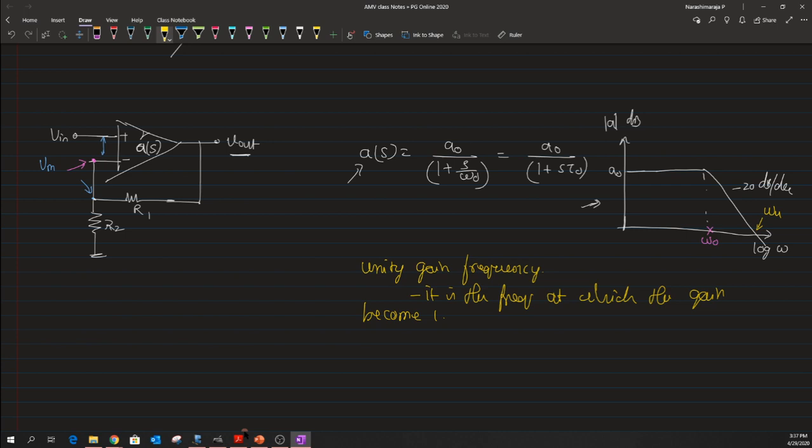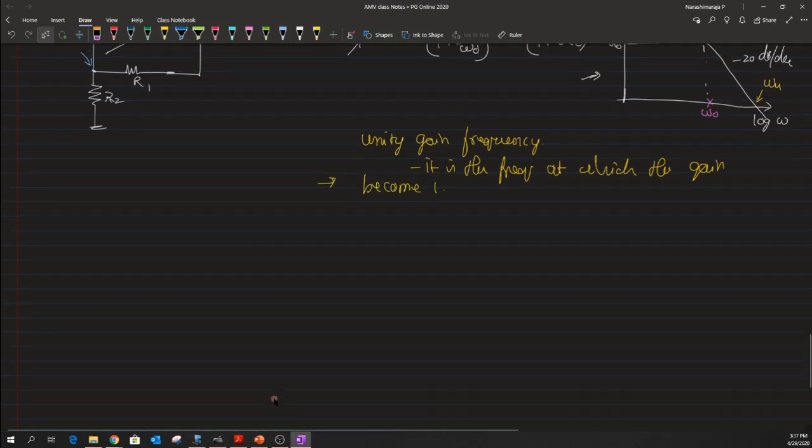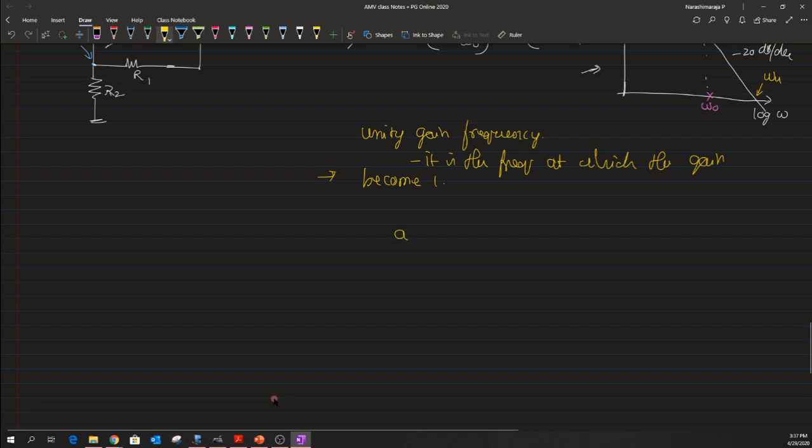Let me do it for both the cases, one for the open loop configuration as of now, and later after doing the closed loop transfer function, I will redo the same calculation of unity gain frequency. Now, since we are worried about a particular frequency, when omega is equal to omega u, the gain of the system, or the magnitude of this open loop system, has become 1.